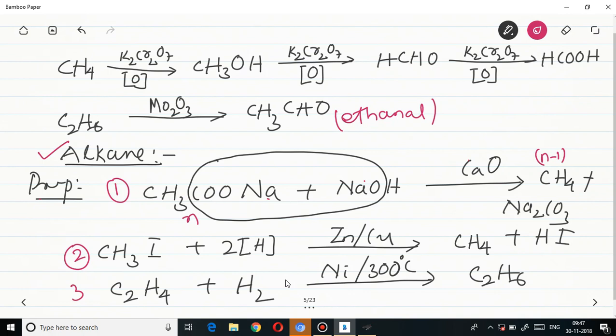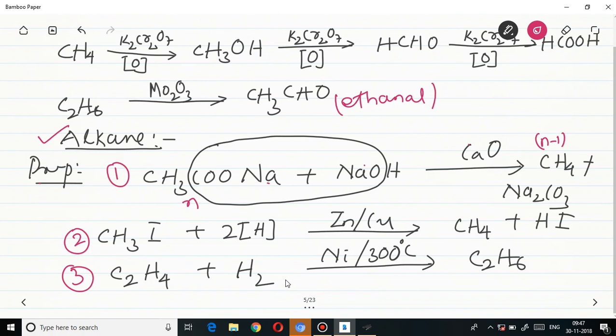The third method of preparation is from alkene. You know alkene is C2H4. C2H4 reacts with H2. This has a double bond, so the double bond will be broken and H2 will be added. I'll write the formula. So here one H will come, one H will come. This bond will be broken. This H will come over here and this H will come over here. CH3 and CH3 becomes C2H6.